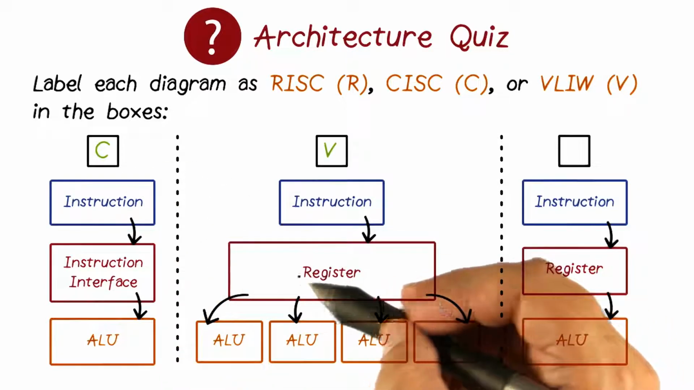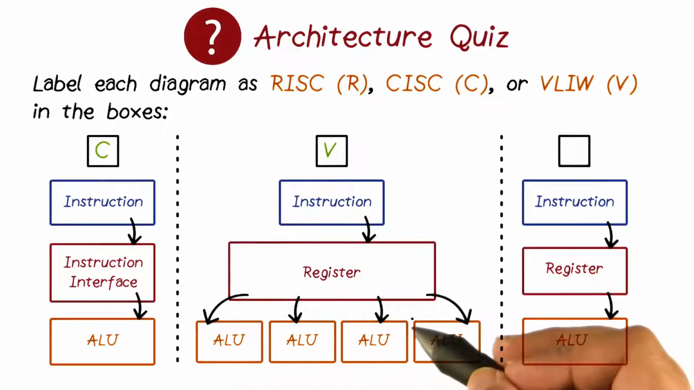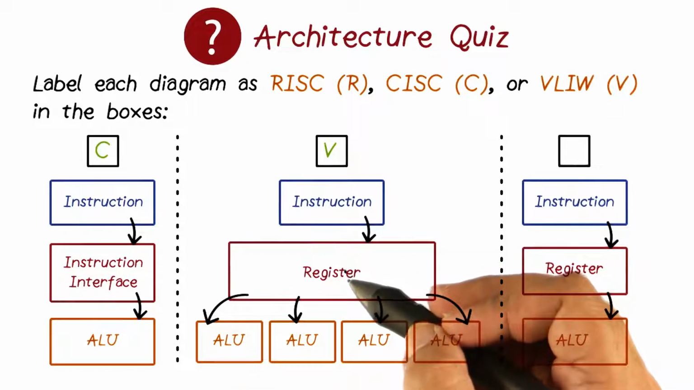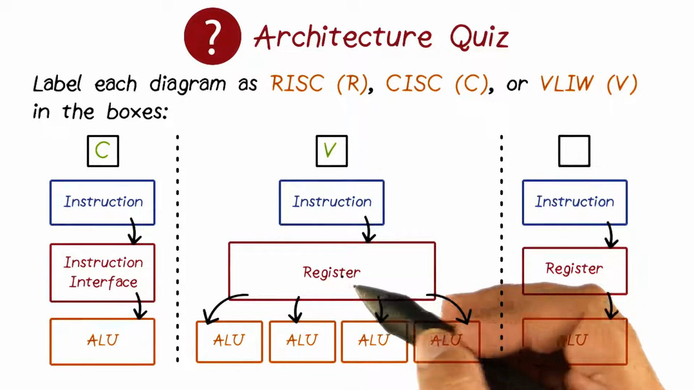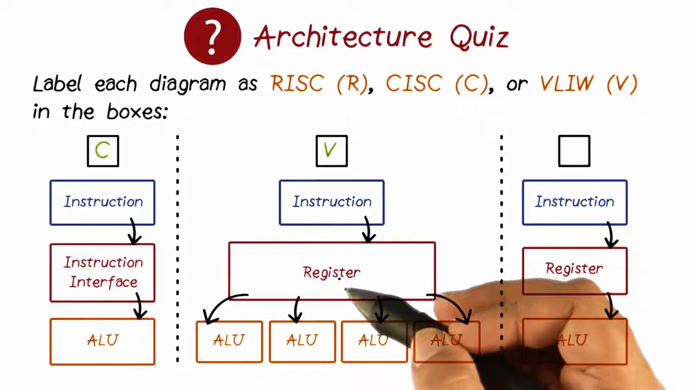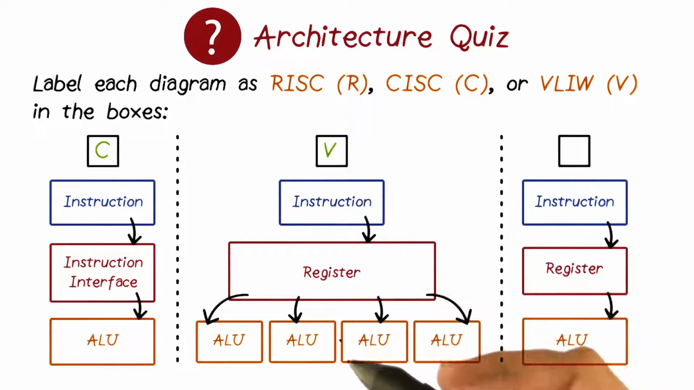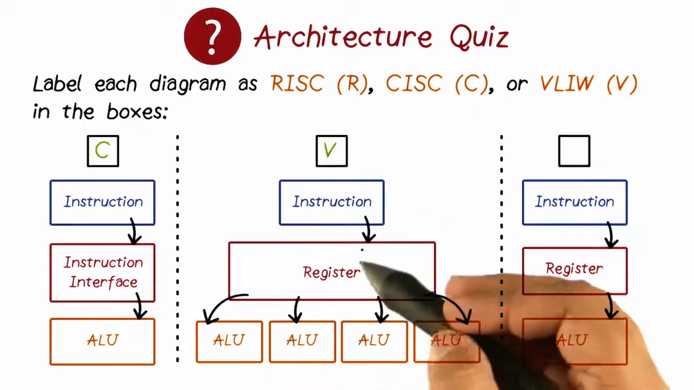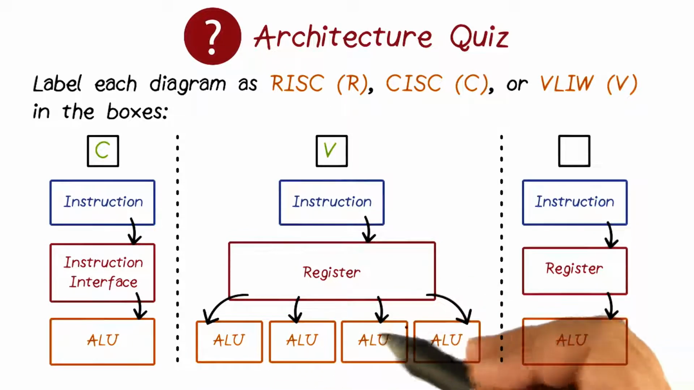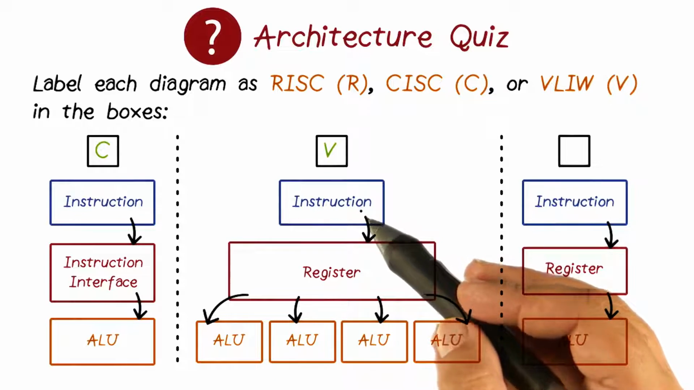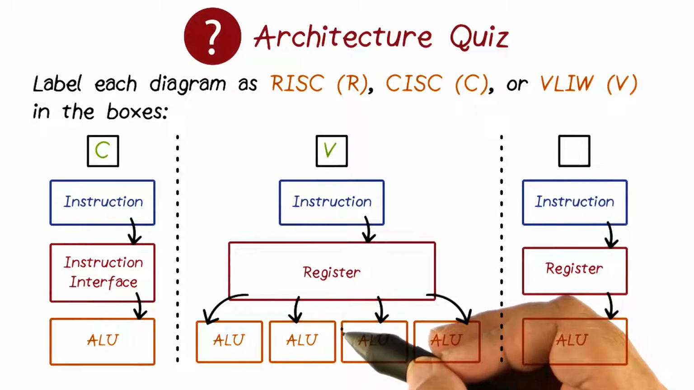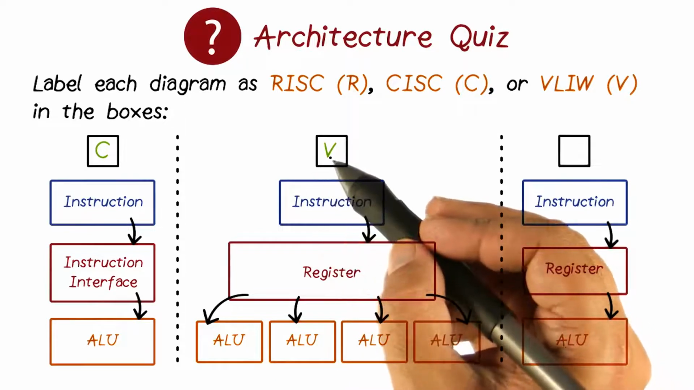Alright, now let's go to the second architecture. What's going on over here? The instructions are coming. There are a whole bunch of registers over here, and then there are different ALUs which are picking those instructions and executing. So what kind of architecture is this? Well, the answer is VLIW, because you see that there are multiple such processing units which are operating in parallel here and which are gobbling those instructions and executing those in parallel concurrently, and that's why this is a VLIW.